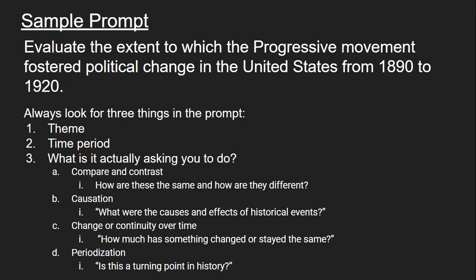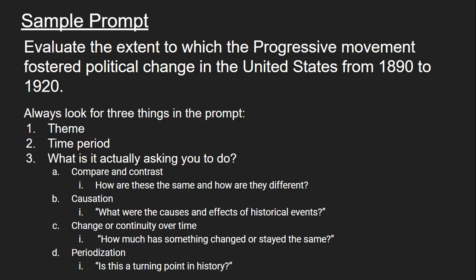But boy, oh boy, if you take one of your supporting paragraphs and focus on something that comes outside that time period, again, you're shooting yourself in the foot, right? The third thing you're looking for in the prompt is trying to figure out what it is actually asking you to do.